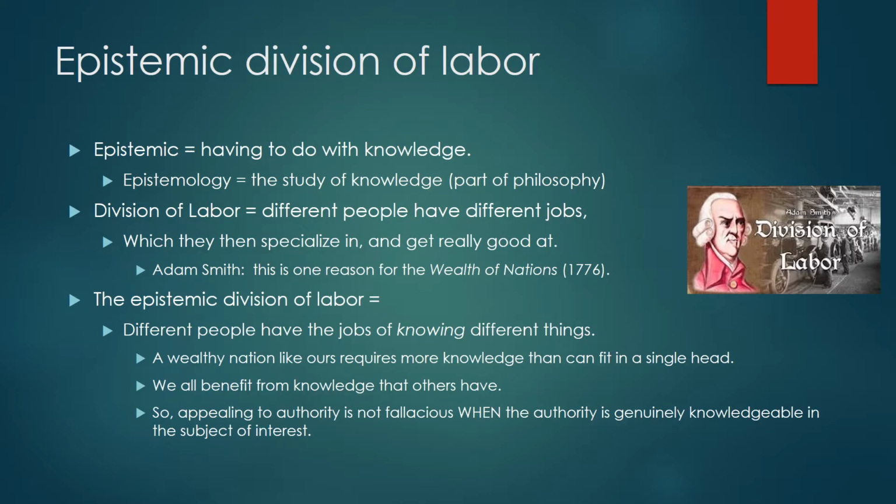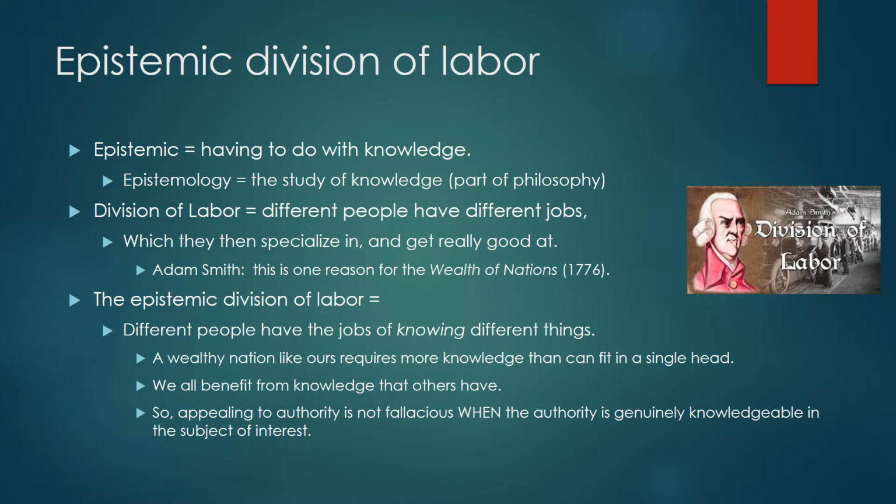Now, arguments from authority are important, and we all need to use them sometimes because of something that's called the epistemic division of labor. Okay, that's a mouthful. There's a philosophical concept. But here it is. Let me talk about what those words mean. Epistemic means having to do with knowledge, and in philosophy, epistemology is the study of knowledge. So that's where the word epistemic comes from, and division of labor simply says that different people have different jobs which they specialize in, and then they get really good at it.